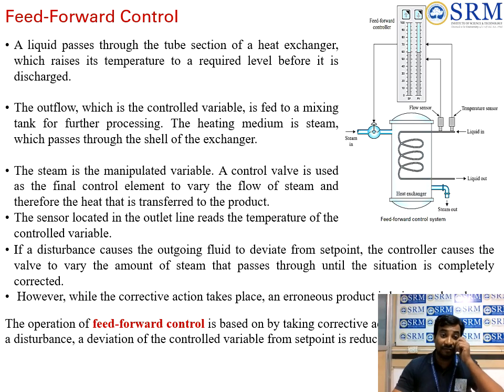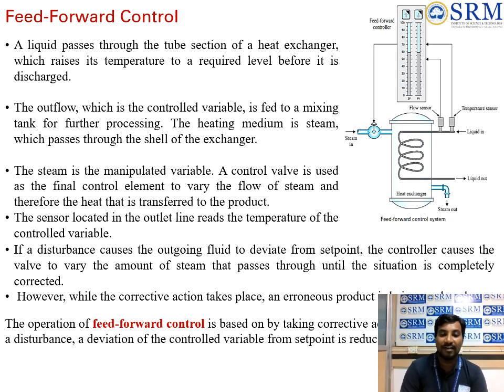The next important method is the feed forward control method. Here a liquid passes through the tube section of a heat exchanger, which raises its temperature to the required level before it is discharged. The outflow, which is the control variable, is fed to a mixing tank for further processing. The heating medium is steam, which passes through the shell of the exchanger. The steam is the manipulated variable, where the control valve is used as the final control element to vary the flow of steam and therefore the heat that is transferred to the product.